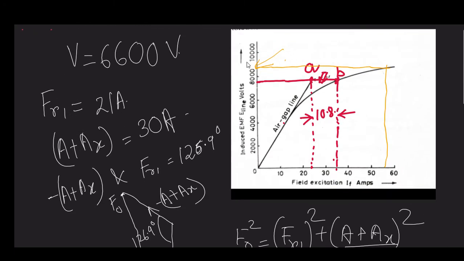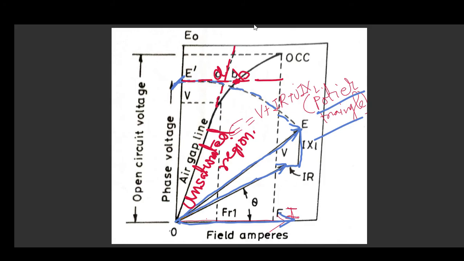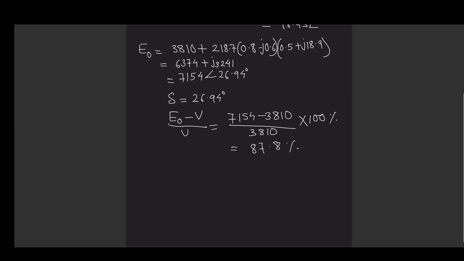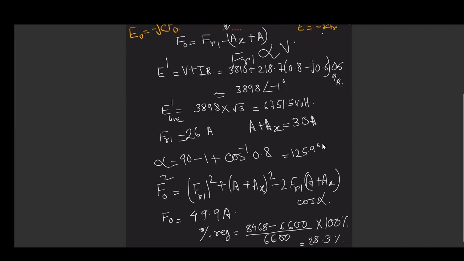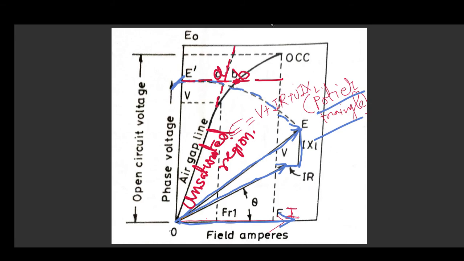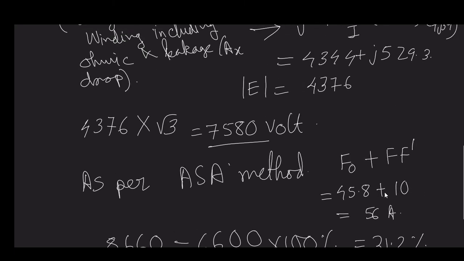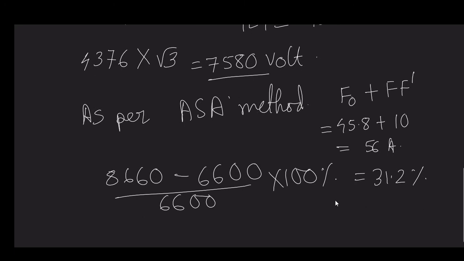So now if you compare all this percentage of regulation, you will see that for the EMF method it was 87.8, very high. Here it is 28.3, very small. Now here this one is 31.2%, slightly higher than the MMF method and considerably lower than the EMF method. So this one is quite close to your actual values.